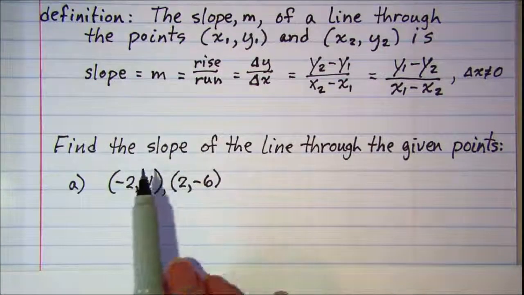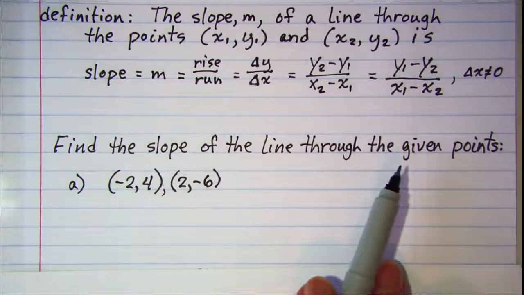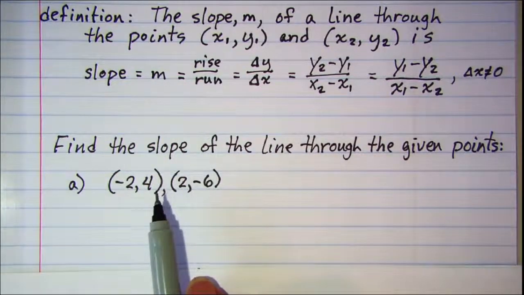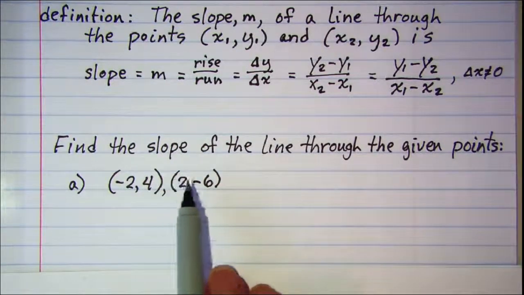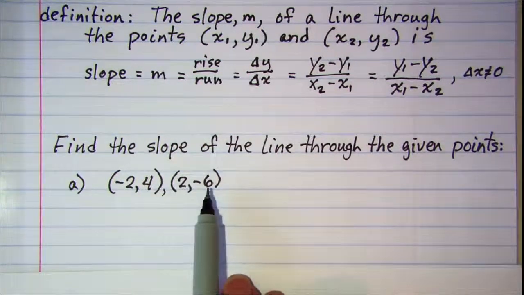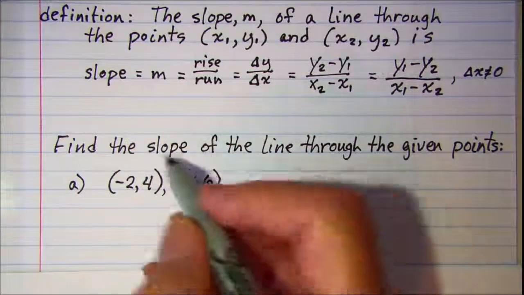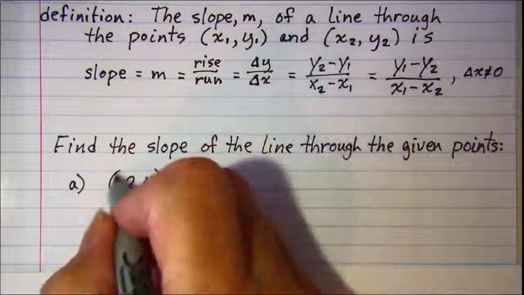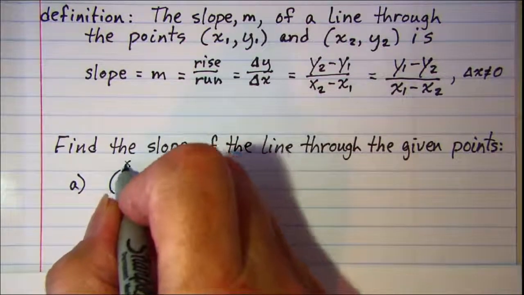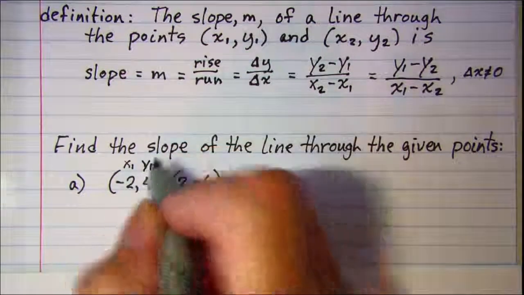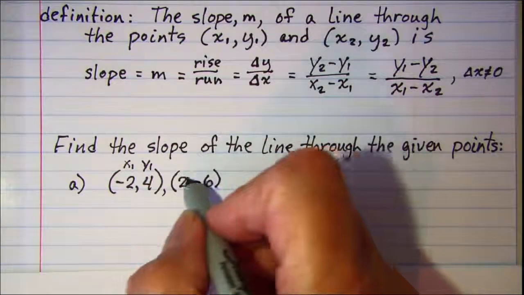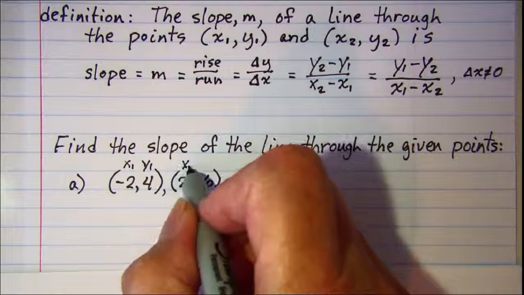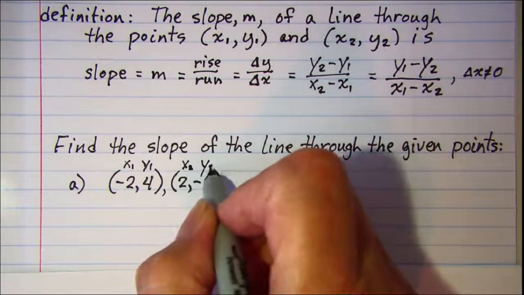So our first example here, find the slope of the line through the given points. Our first point we'll use negative 2, 4, and then the second one is 2, negative 6. Now sometimes it helps if you label these. This first point I'm going to call x1, y1, designate that as my first point. And then this one I'll call x2, y2.